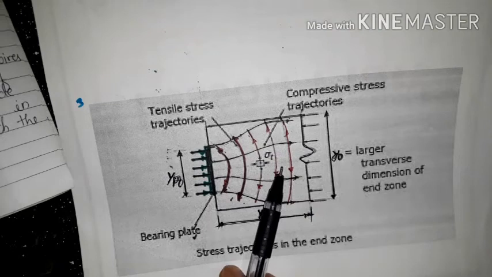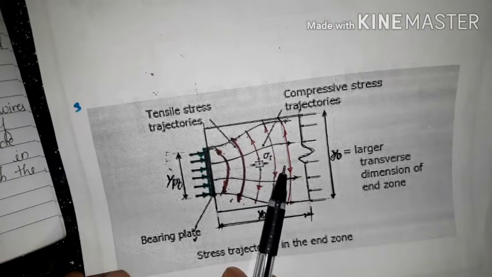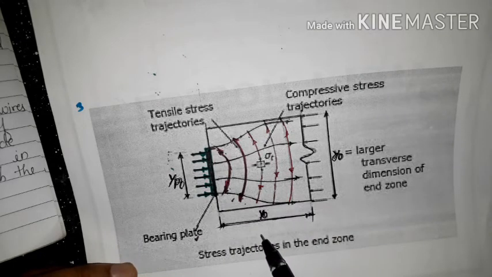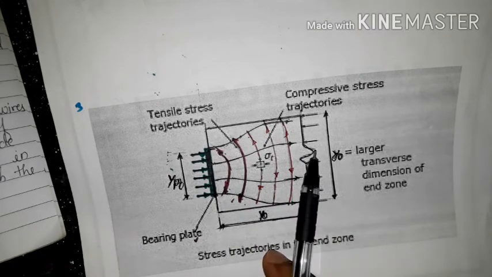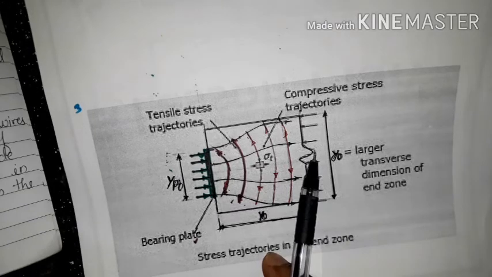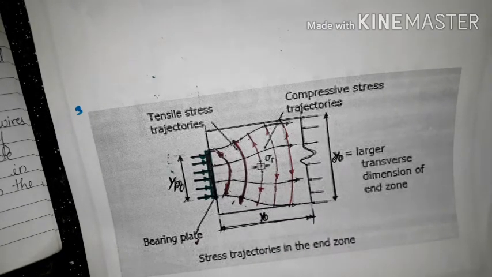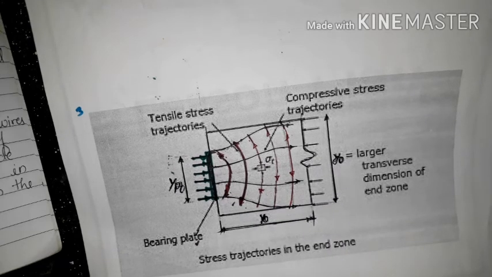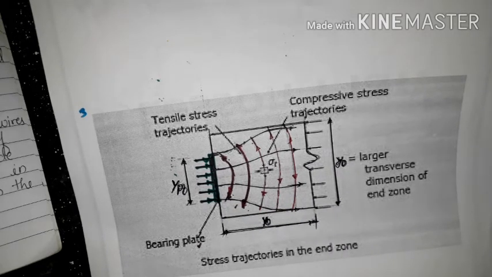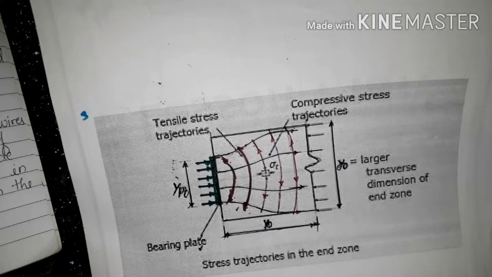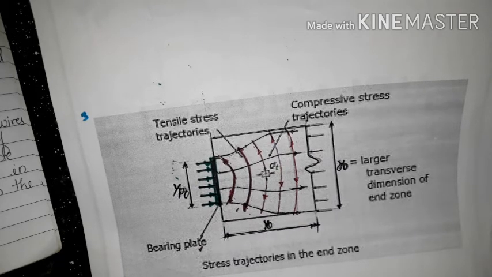Therefore the end of the beam has to withstand high compression as well as tensile stresses. To avoid that bursting failure, bursting tension, we have to design special, adequate reinforcement at the ends. So we'll see how to design that reinforcement. We'll solve one problem to design the end reinforcement or the anchorage reinforcement at the ends.